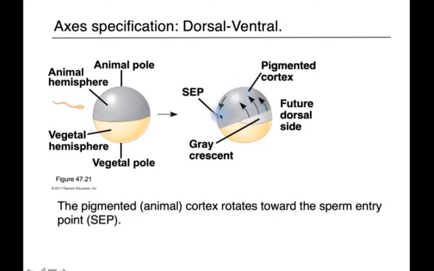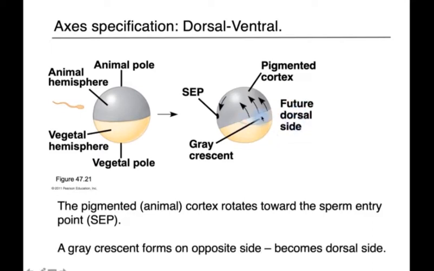Again, I'll tell you a little bit more about the cortex in a minute, but this part of the egg rotates towards the side where the sperm entered, and then the opposite side becomes the dorsal side. This area, which we call the gray crescent, forms over here opposite of where the sperm came in, and this will be the dorsal side, so then the ventral side is opposite that. So we have the dorsal-ventral axis running this way, and then the anterior-posterior axis running roughly 90 degrees to that.